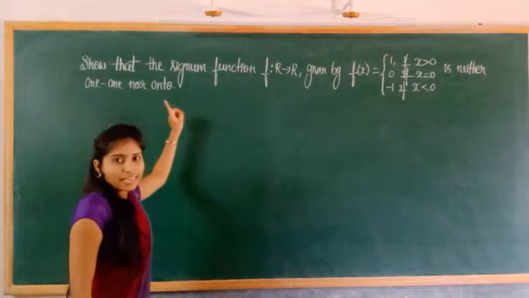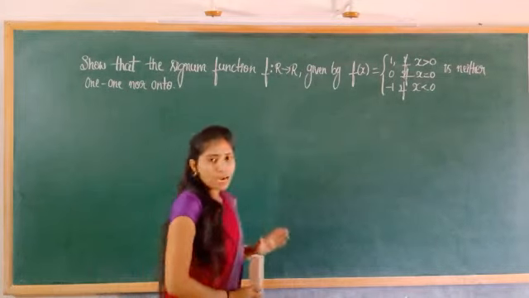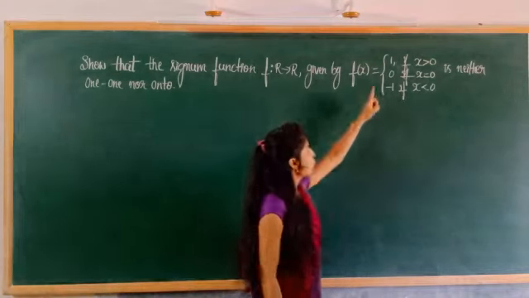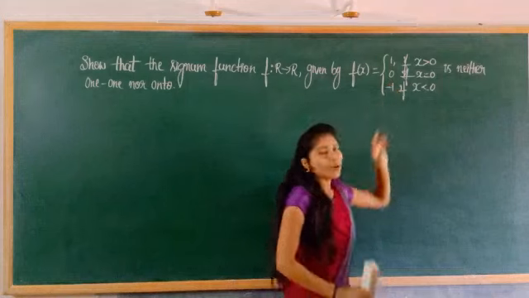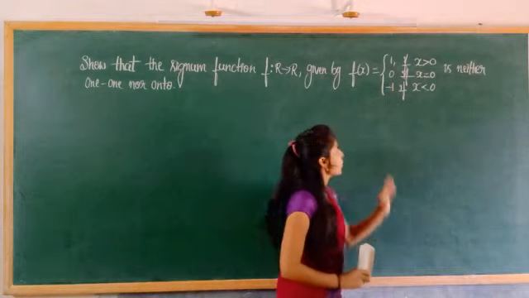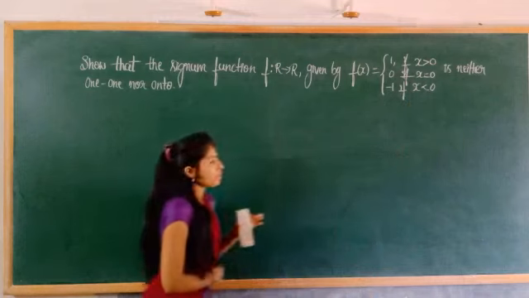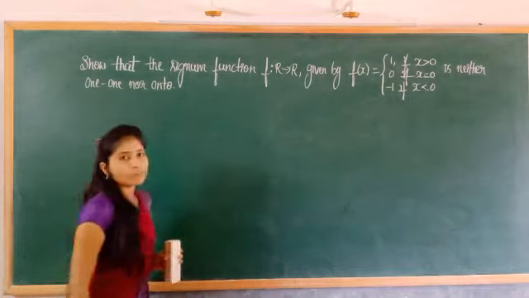The next question is: show that the signum function f from R to R, real numbers, right? Given by f of x is equal to 1 if x is greater than 0, 0 if x is equal to 0, minus 1 if x is less than 0, is neither one-one nor onto. We have to show that. This is the signum function condition, right?